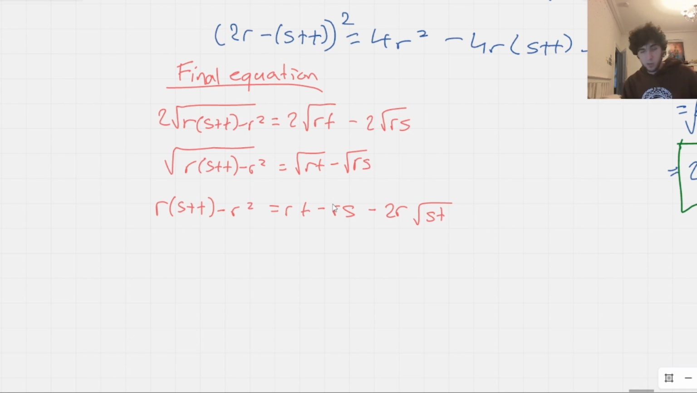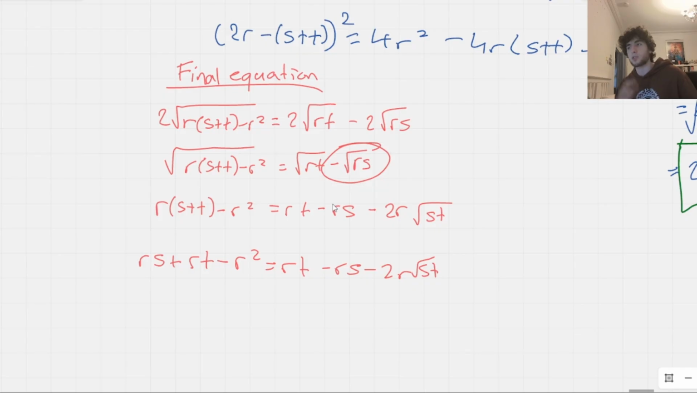Okay, so there we go. Then when we expand the left-hand side, it's going to give us rs plus rt minus r squared is equal to rt minus rs minus 2r square root st. No, sorry, that should be plus rs, shouldn't it? Because this is minus square root, so when you square both sides, it's going to be a plus rs. So that turns into a plus. This will still be a minus, though, because it's minus square root r squared st. So effectively, this stuff all cancels out.